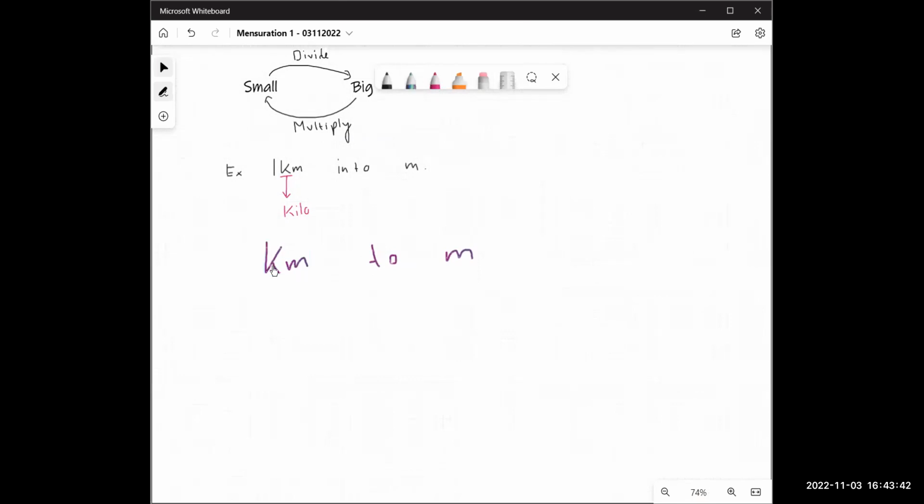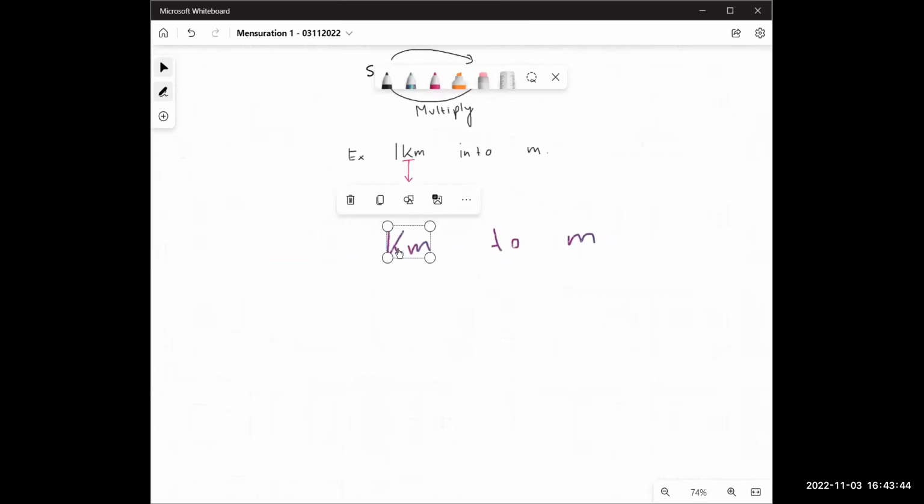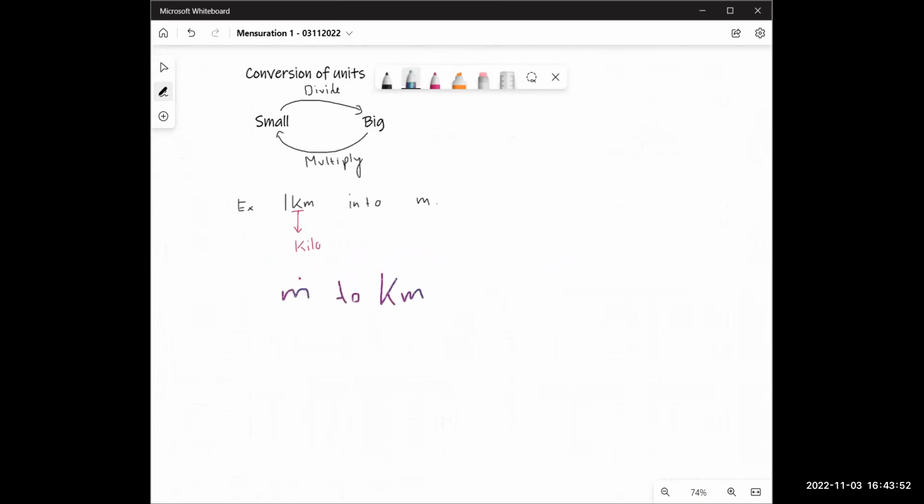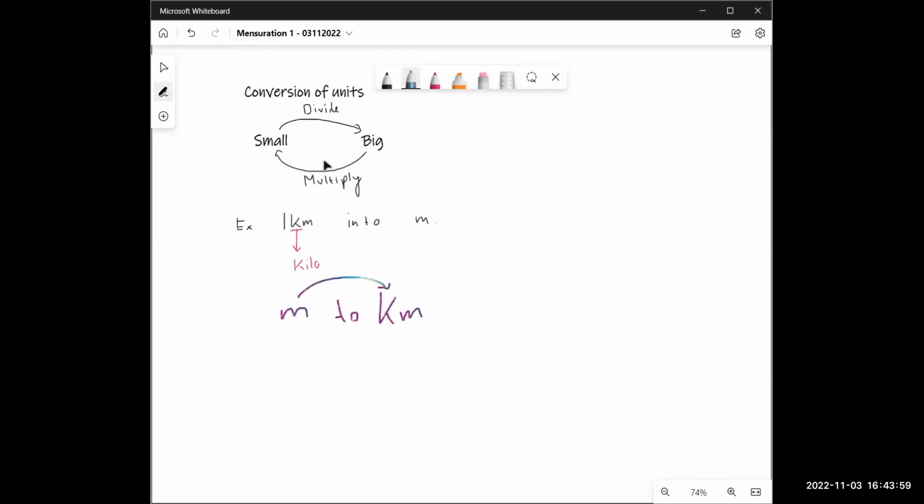Meter is smaller. If I keep it like this, it doesn't make a difference. Fine. Now, if I have to go from small to big, do I multiply or divide?